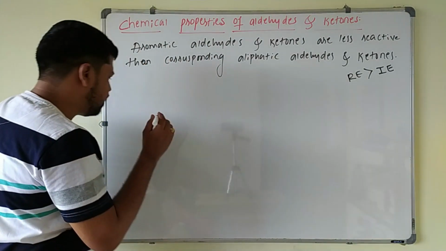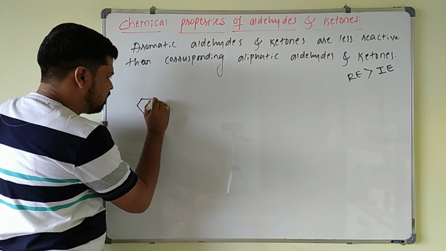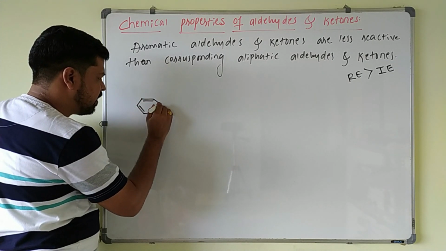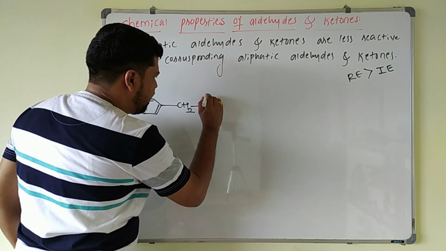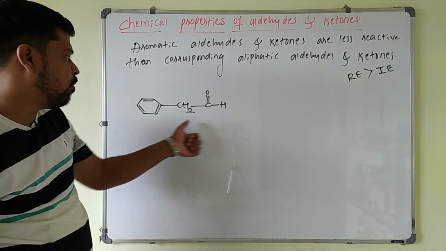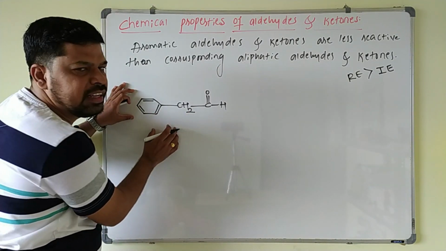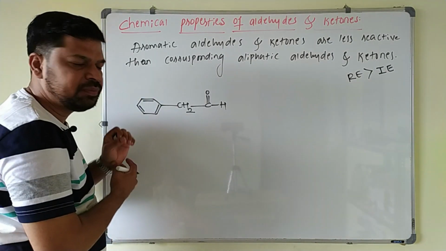So first one, if I write, this one is a benzene ring, alternate double bonds are present, and here if I attach a CH2 group and I will take an aldehyde group here. This is not completely aromatic because here this aromatic ring is attached to the side chain. Okay, this is nothing but 2-phenyl ethanal.